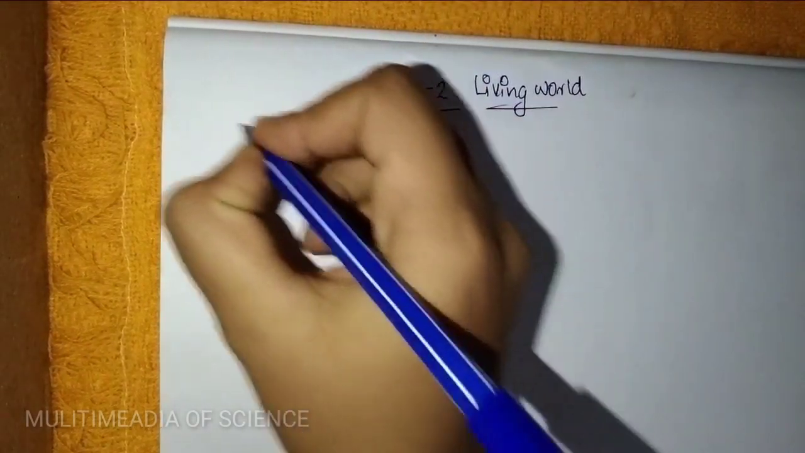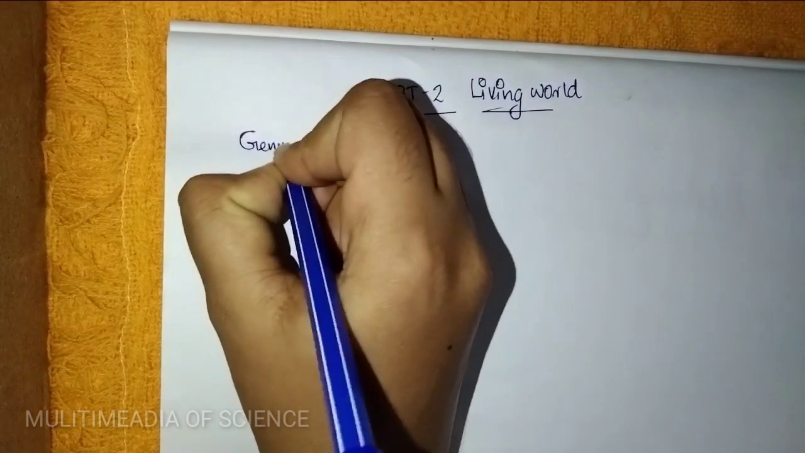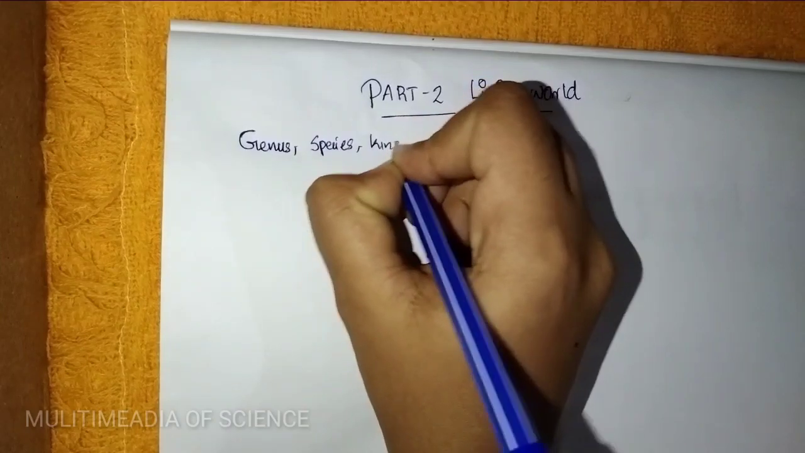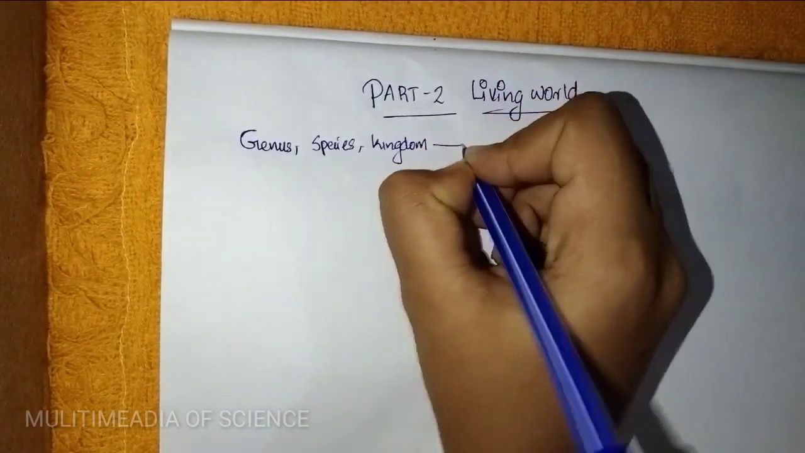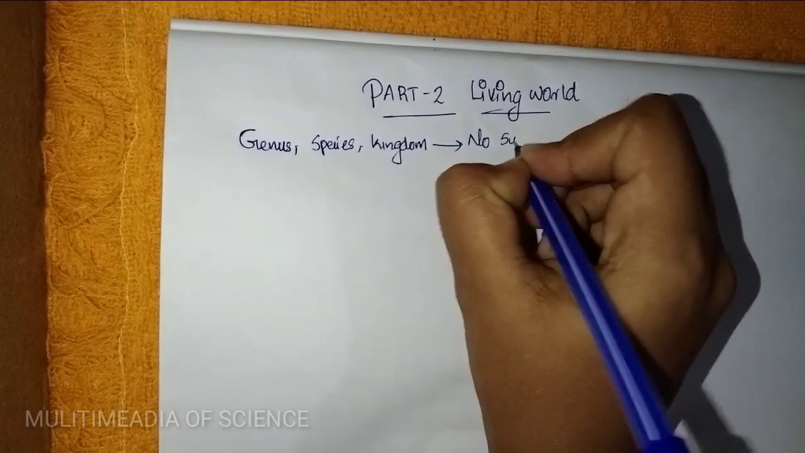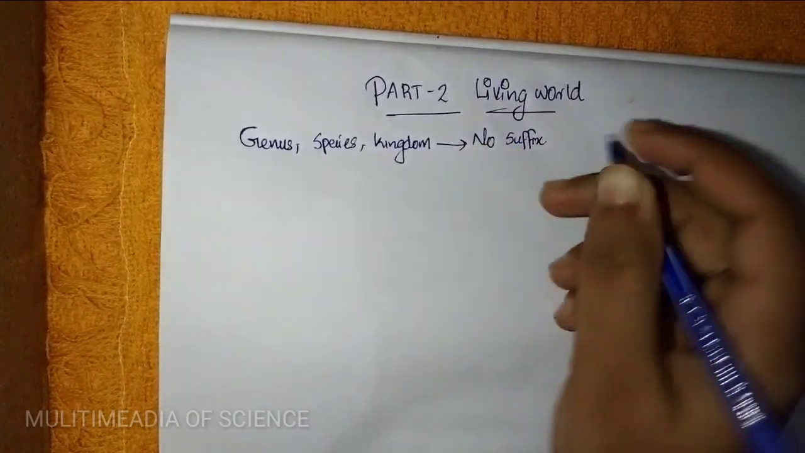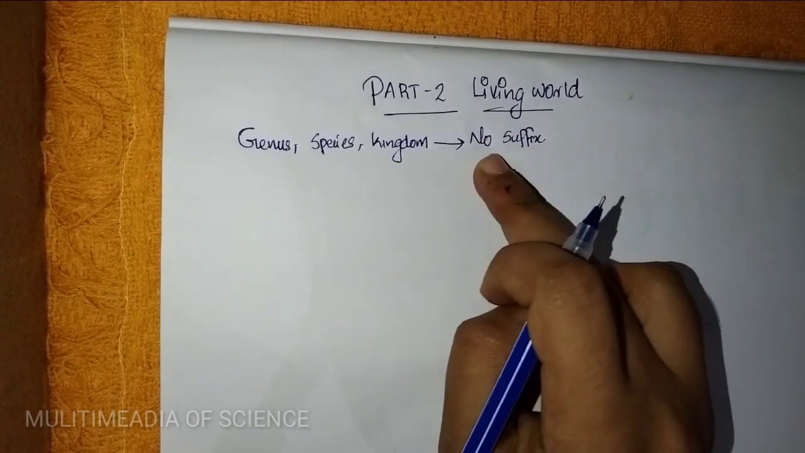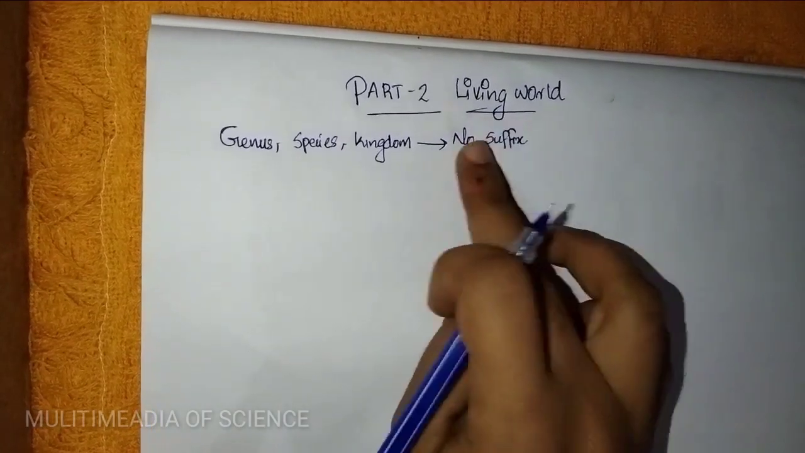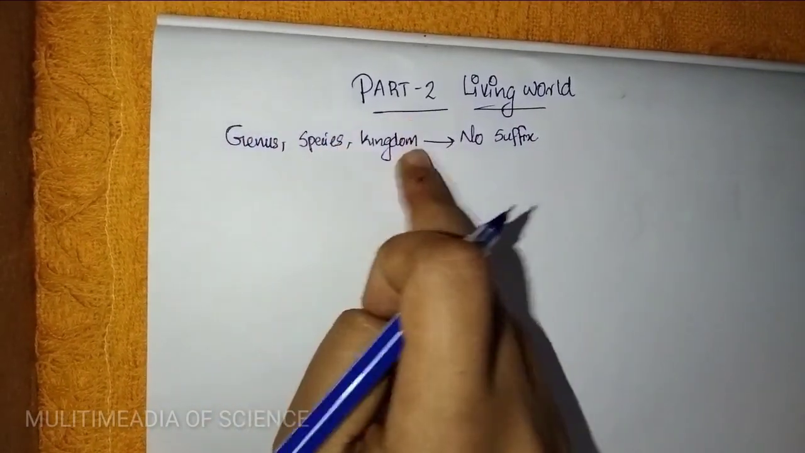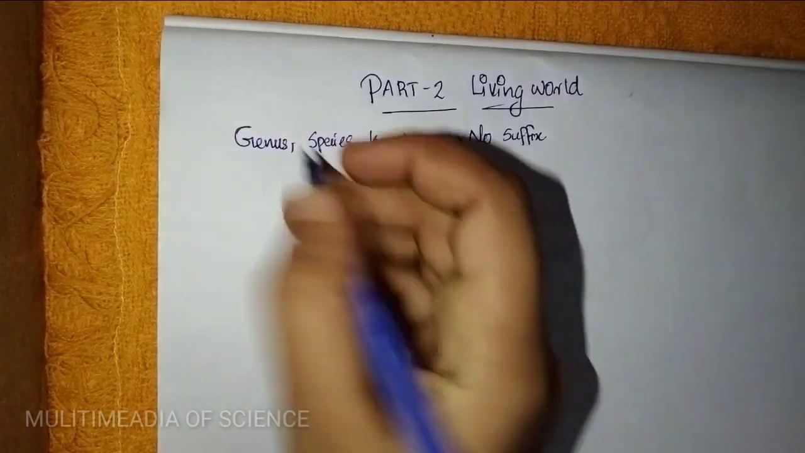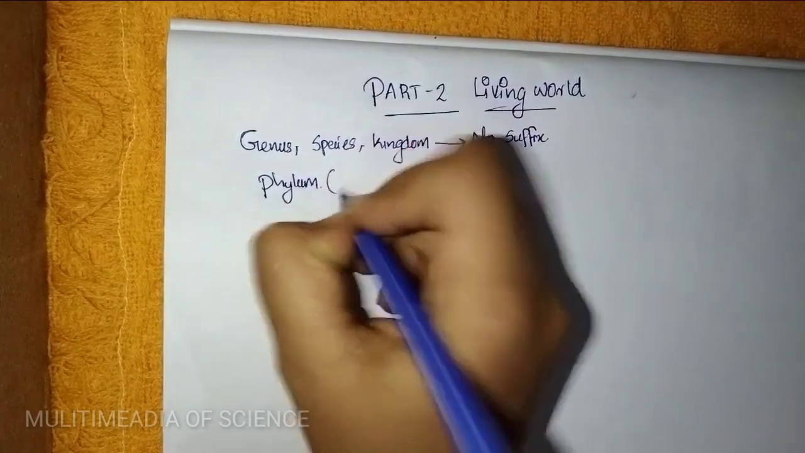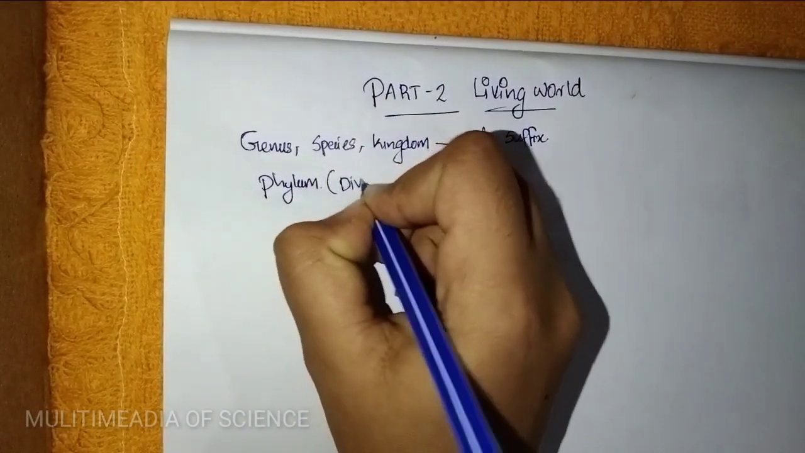When we consider the genus name, species name and kingdom, there is no suffix. I thought you are familiar with the word suffix from English grammar also. There is prefix and suffix, and there is no suffix in the genus, species and kingdom. Then when we talk about phylum, or in plants, it is called what? Division.